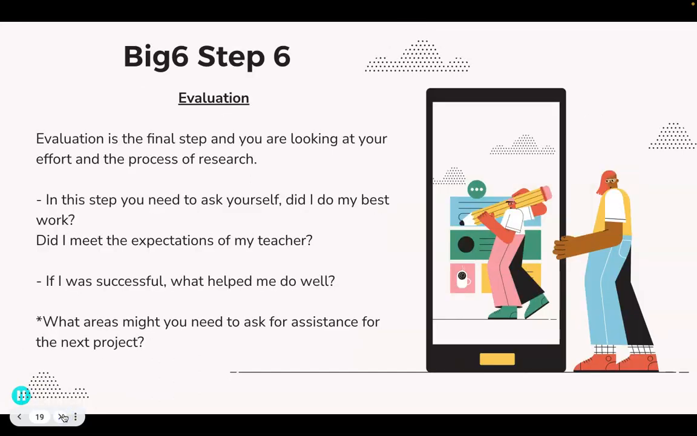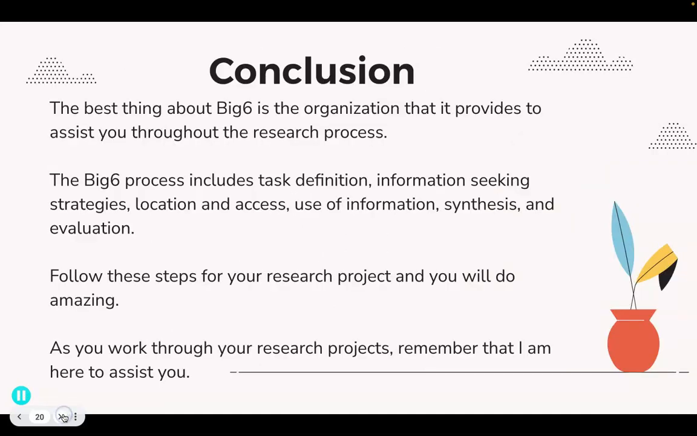And finally, step 6, evaluation. Evaluation is the final step, and you are looking at your effort and the process of the research. In this step, you need to ask yourself, did I do my best work? Did I meet the expectations of my teacher? And if I was successful, what helped me do well? And finally, what areas might you need to ask for assistance for in the next project? And obviously, step 6 is the evaluation phase.